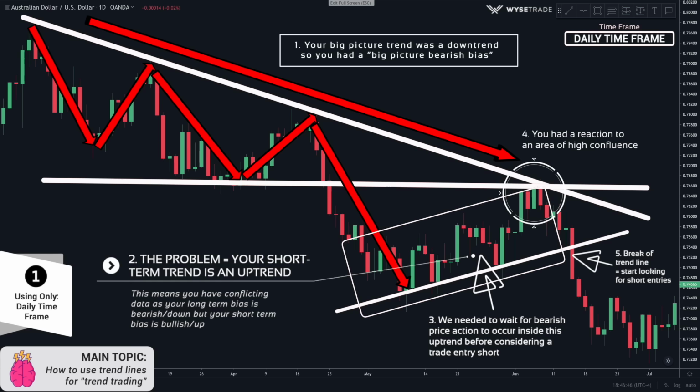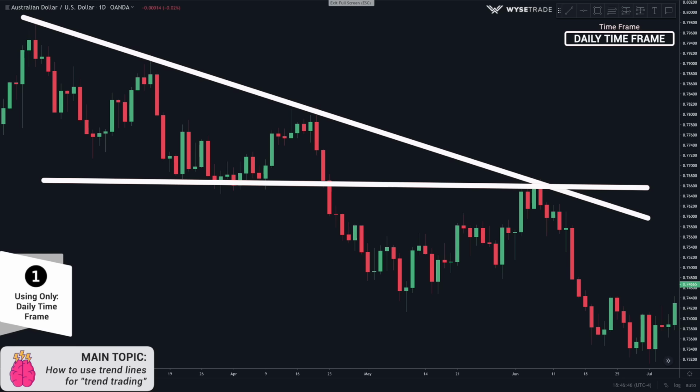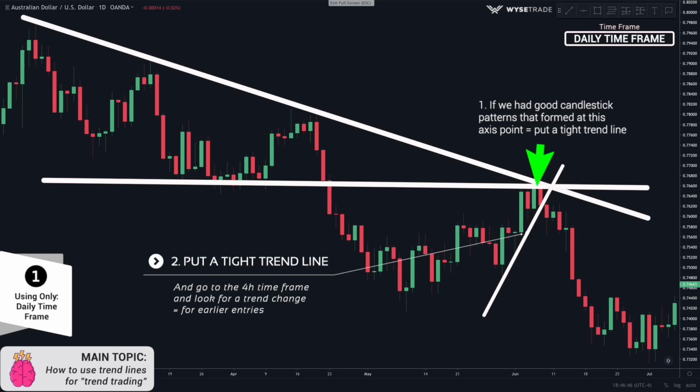Now, here's where you take your trading to the next level. If we had good candlestick patterns occurring right at this access point here, you would have placed a very short-term trend line up tight like this and waited for a break of this tight trend line on the lower timeframes and take an even earlier entry, which we'll get into right now. So let's jump to that.